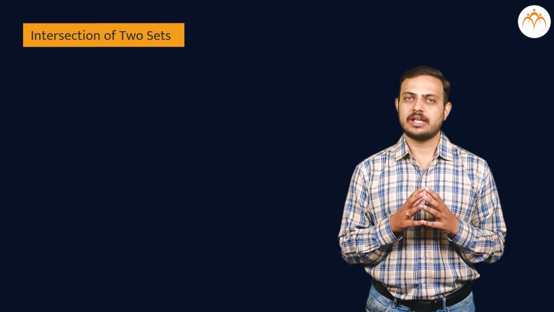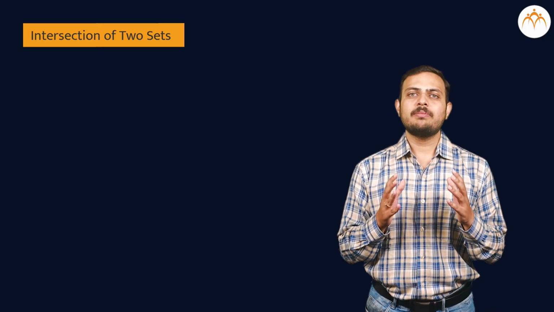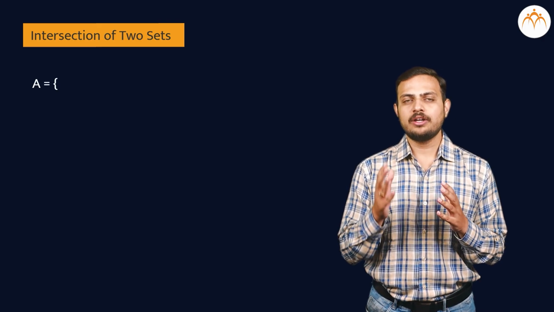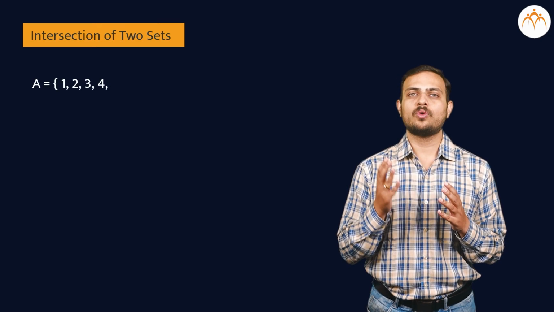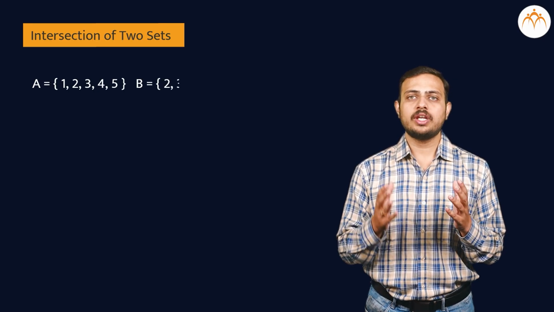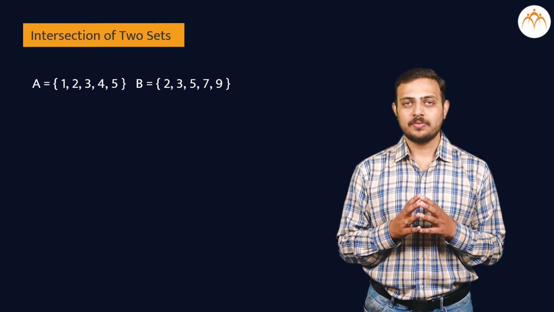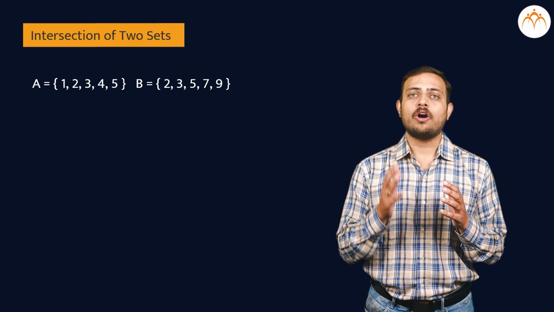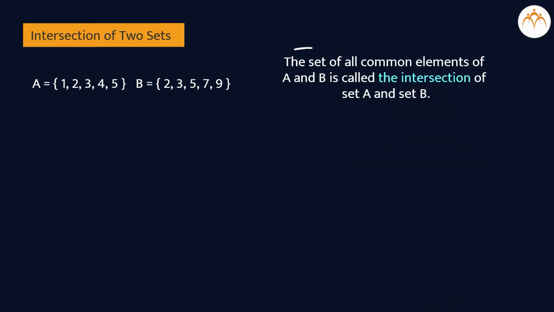Intersection of two sets. Suppose elements in set A are 1, 2, 3, 4 and 5. Elements in set B are 2, 3, 5, 7 and 9. Then the set of all common elements of A and B is called the intersection of set A and set B. It is denoted as A ∩ B.